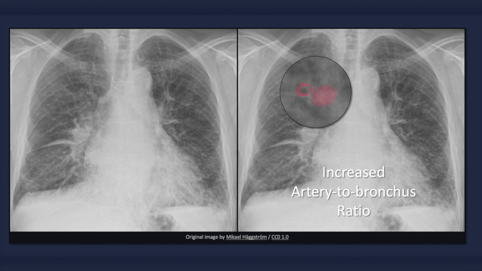The bronchus is the ring-like structure with a hollow center, while the artery is filled in. Normally, the upper lobe artery to bronchus ratio is less than 1:1. Here the reverse is seen, with a larger artery than bronchus.